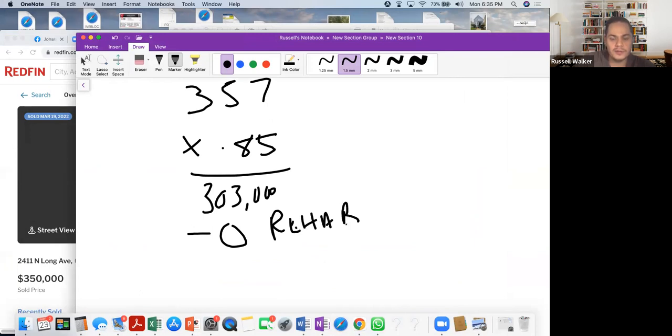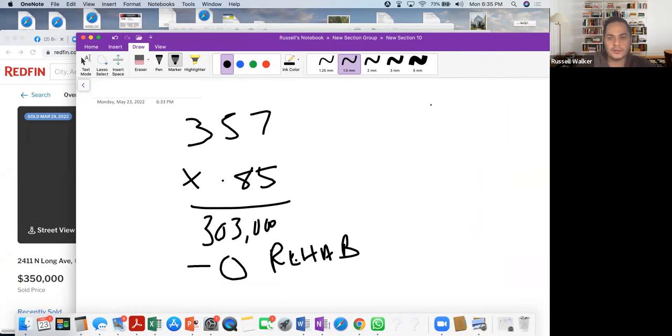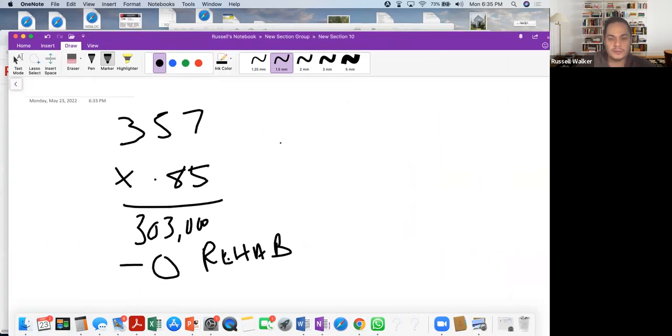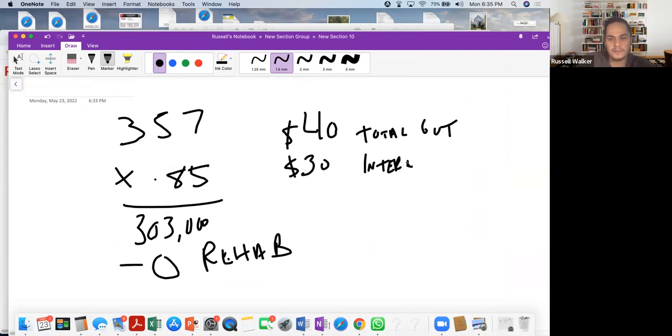And what we do again is what we talked about last week on how to get rehab costs: $40 a square foot for a total gut, meaning interior and exterior need a total gut rehab; $30 just for the interior gut rehab; $20 for a cosmetic rehab.